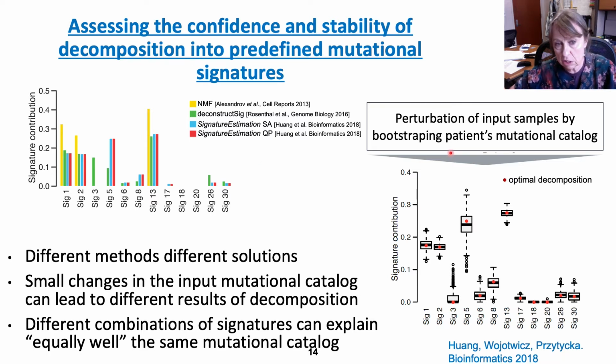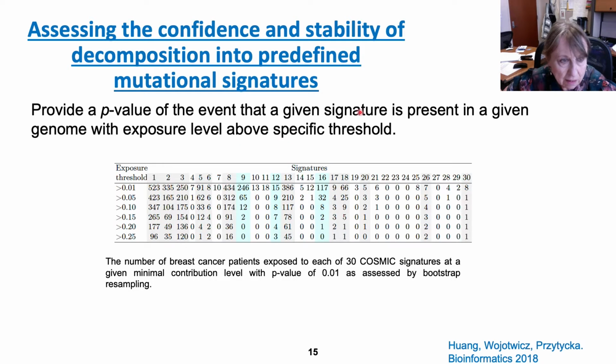Fortunately, we could see that a simple bootstrapping method can go a long way. So using a very basic bootstrap-based approach, we have been able to provide a p-value for the event that a given signature is present in a given genome with exposure level above a specific threshold. And this table here shows the result for the breast cancer data.